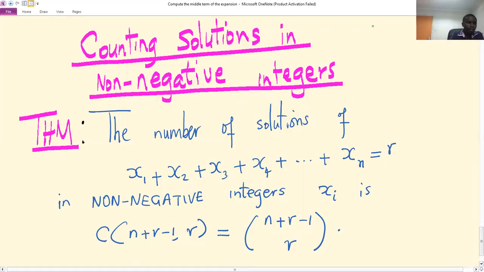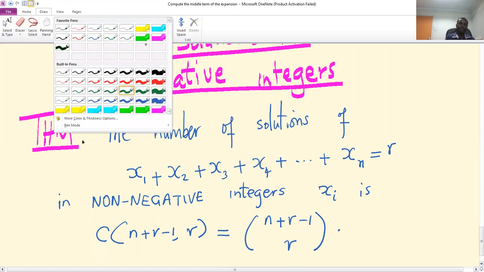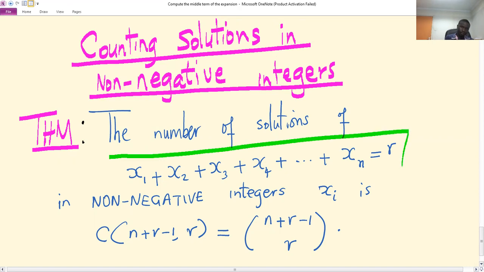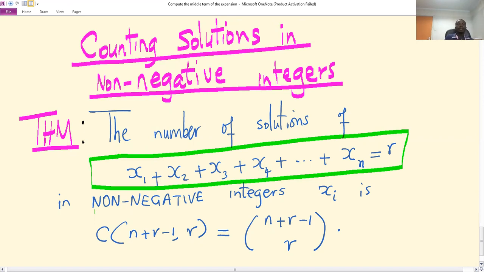Welcome to this session. In this session, we discuss how to count solutions of a linear equation in variables x1, x2 up to xn, where we are only interested in non-negative integer solutions for the xi's. So the theorem states the number of solutions of this equation in non-negative integers xi is given by n plus r minus 1 combination r.